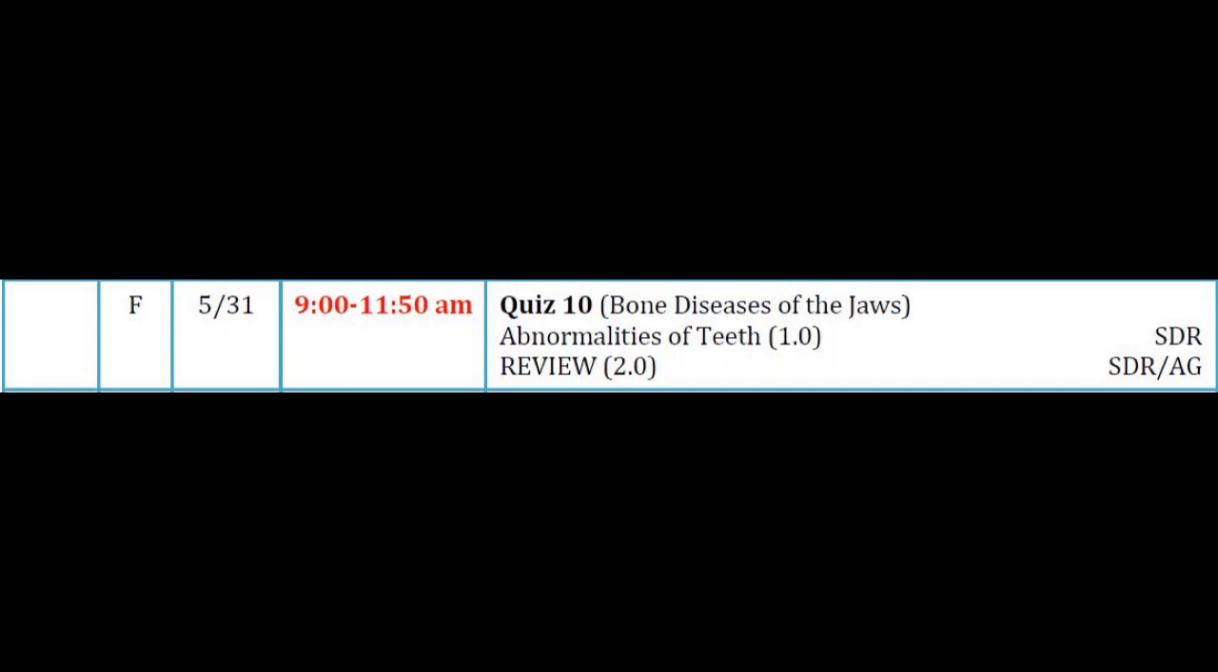Fibrous dysplasia, if you add that it's the monostotic type, that's fine, but you don't have to do that. I'm just looking for fibrous dysplasia, then I'm very, very happy. Number 3.